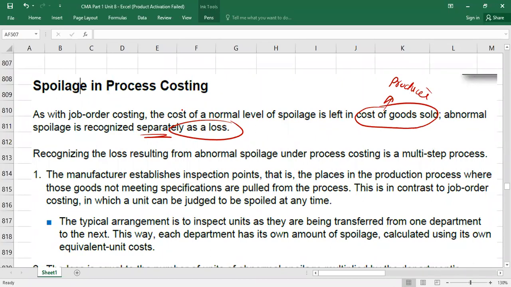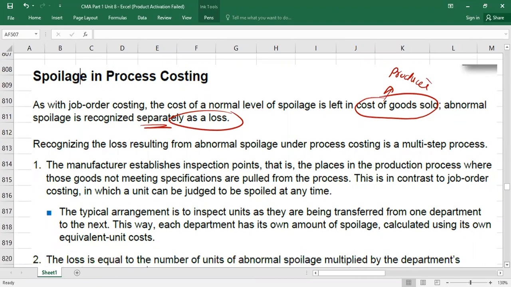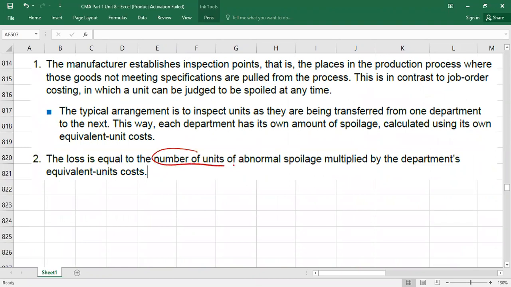Right or wrong? But the point here, you are thinking how you will calculate it. Guys, please remember here. Practically, at the end of each department, for example, finishing department, assembling department, inspection will be there and they will find out those units which do not meet the quality standards. It means those are spoilage. Understood? That could be normal or abnormal. From there you will take those number of units and you will multiply. You will take those number of units of which spoilage? For example, if it is abnormal spoilage, we'll take number of units of abnormal spoilage, multiply by what?